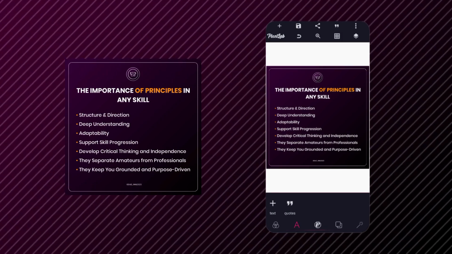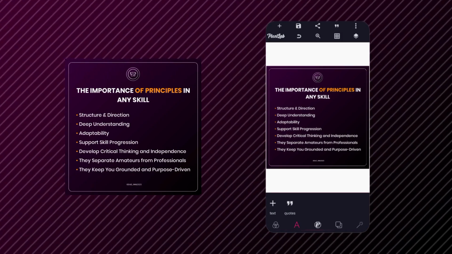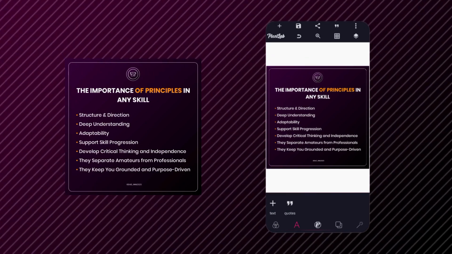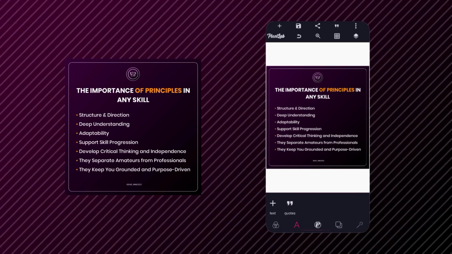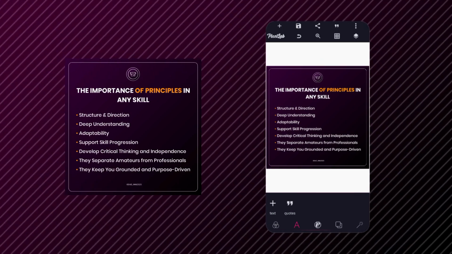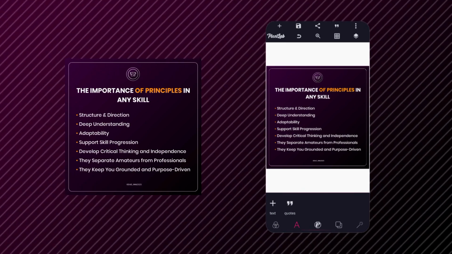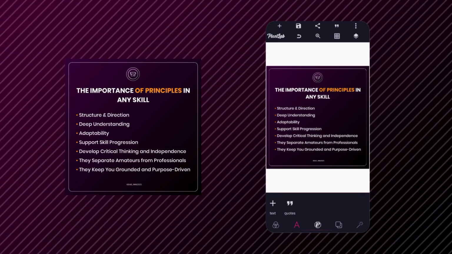At number 6, we have separate amateurs from professionals. Amateurs often rely on trends, tricks, or copying. Professionals rely on principles, and that's what allows them to be consistent, solve complex problems, and innovate confidently. That's just the trick to it.